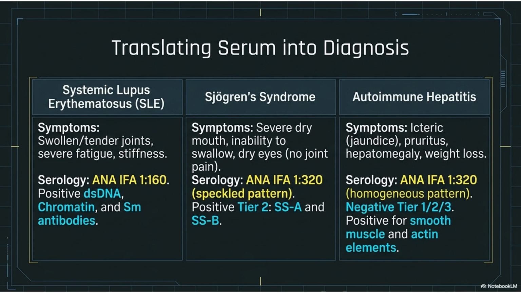Serology results, like a positive ANA IFA titer and specific antibody detection, translate serum data into a clinical diagnosis. This helps distinguish conditions like systemic lupus erythematosus, Sjogren's syndrome, and autoimmune hepatitis.